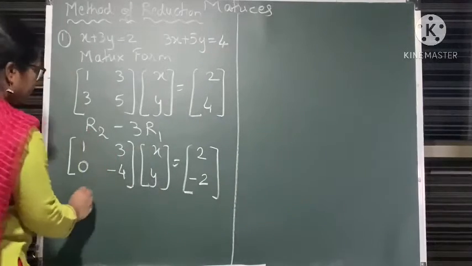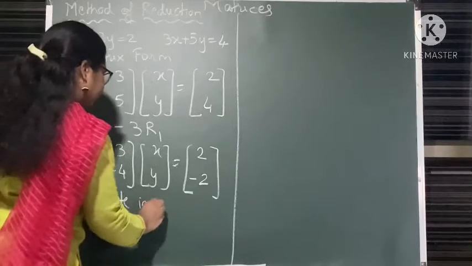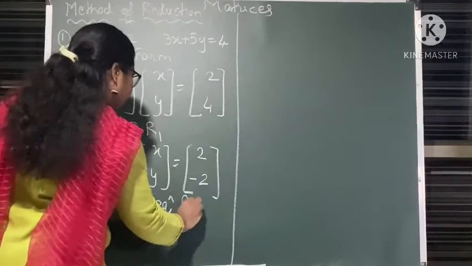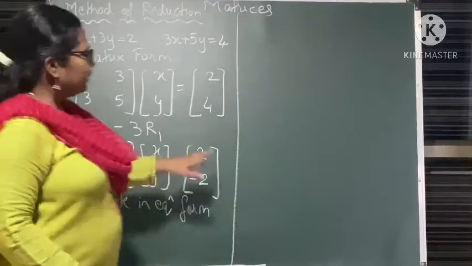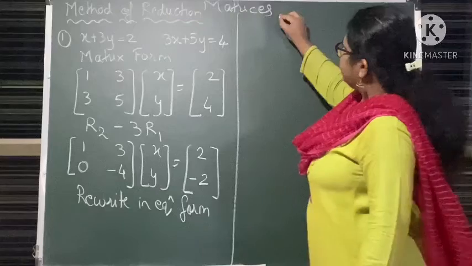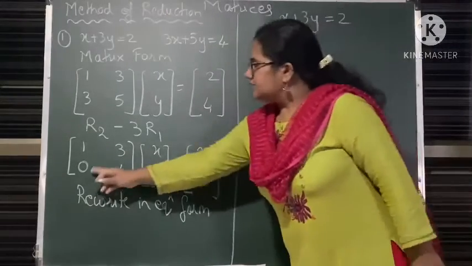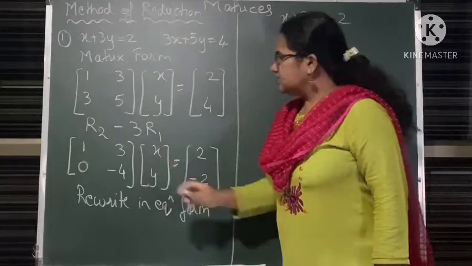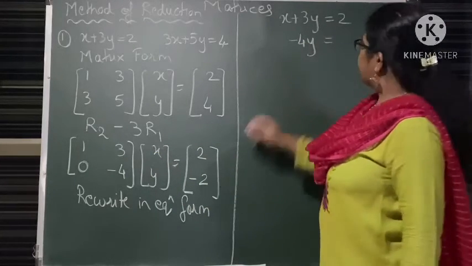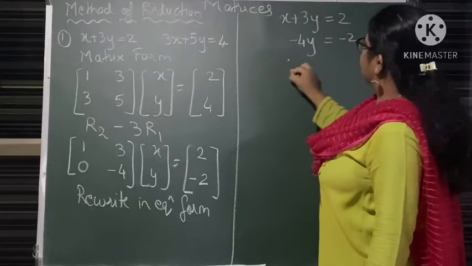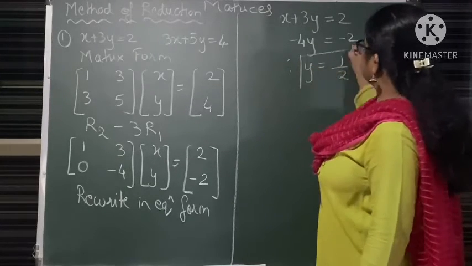Therefore, we can rewrite in equation form. So what will be my equation form? 1 into x plus 3 into y is equal to 2, so it will be x plus 3y is equal to 2. Then 0 into x is 0, minus 4 into y is minus 4y, equal to minus 2. Therefore, y equal to minus 2 upon minus 4, which is 1 by 2.